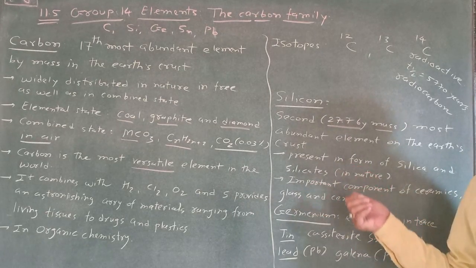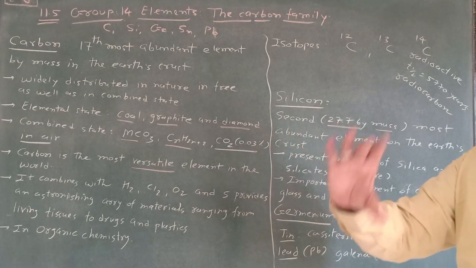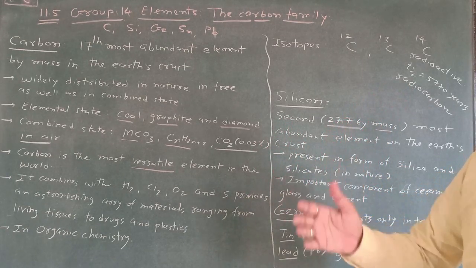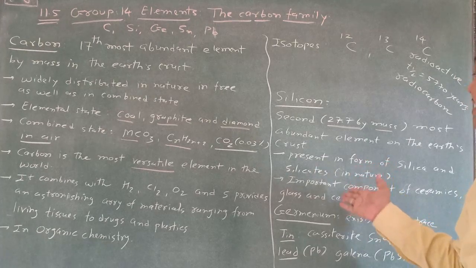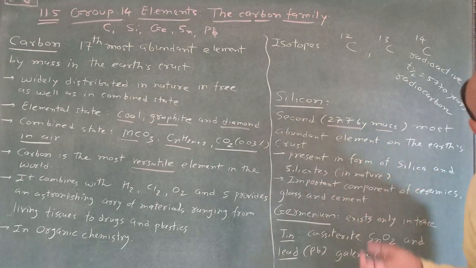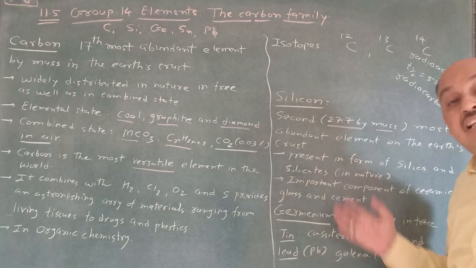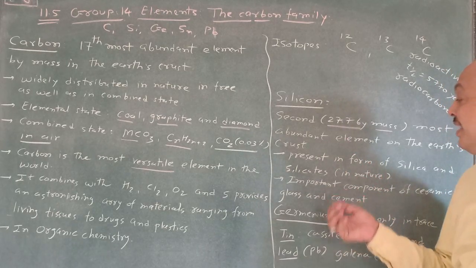Important, these are silicates. Ceramics: there is a cup of tea, and that cup is made of ceramic, and that ceramic is nothing but, we can say, made up of silicates, or silicon. And this silicon is very important nowadays. Computer chips are made up of silicon. So it's once again important.